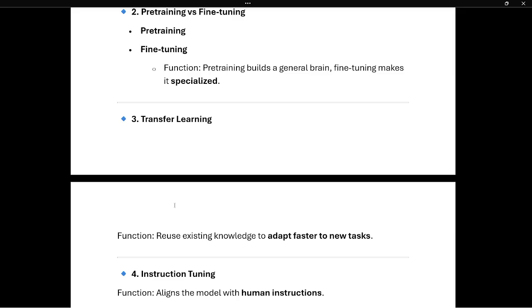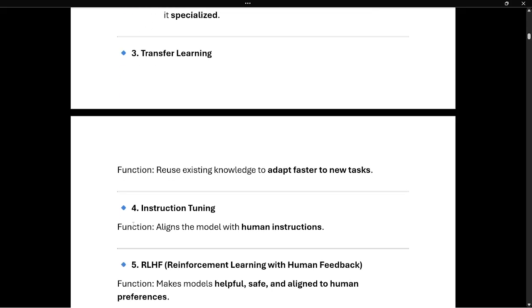We are training only on the specific thing, and then we are making certain our LLM to work only on that particular domain. That is called transfer learning or fine tuning. The next concept is instruction tuning. So what is instruction tuning here?